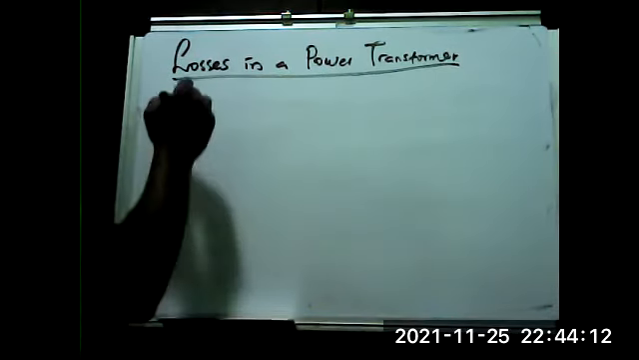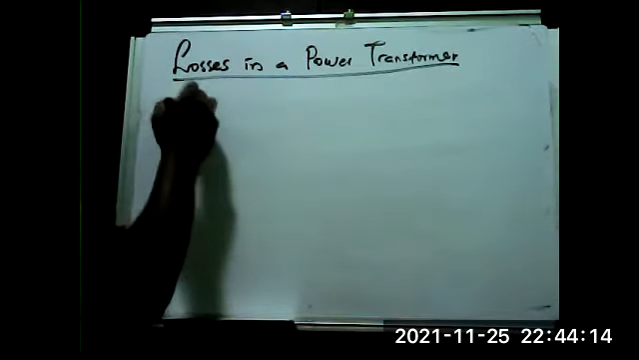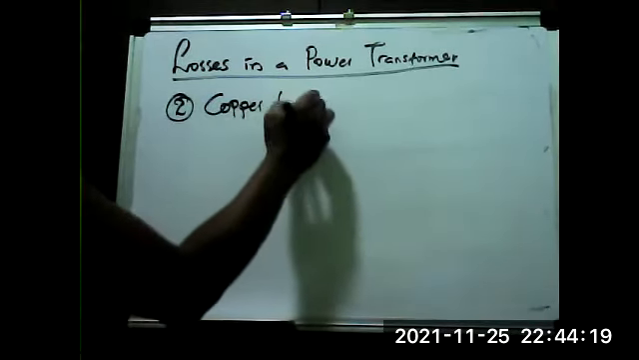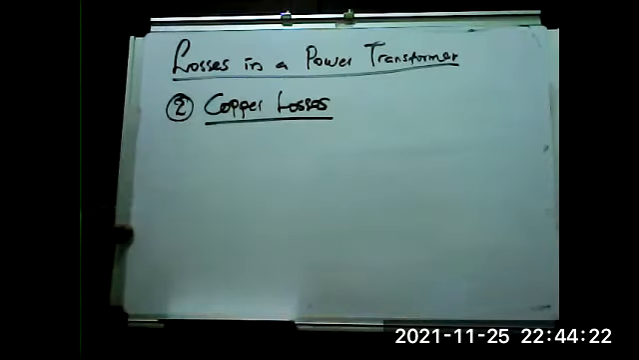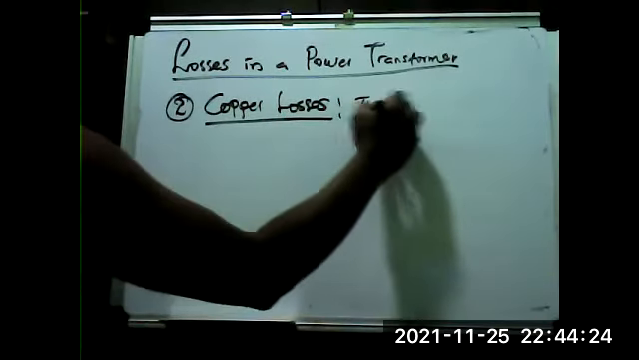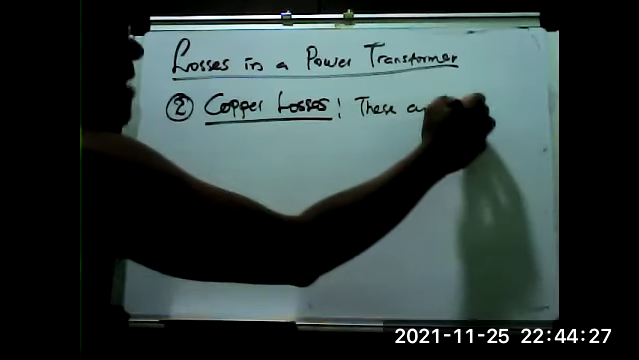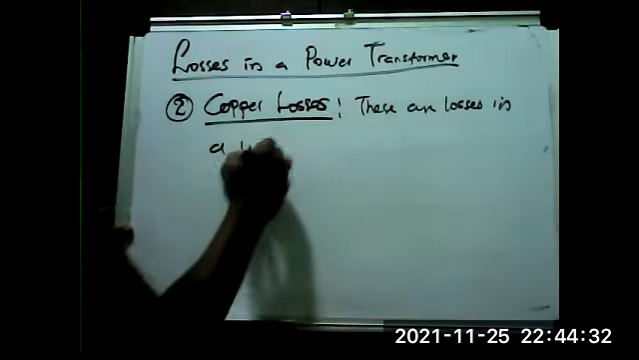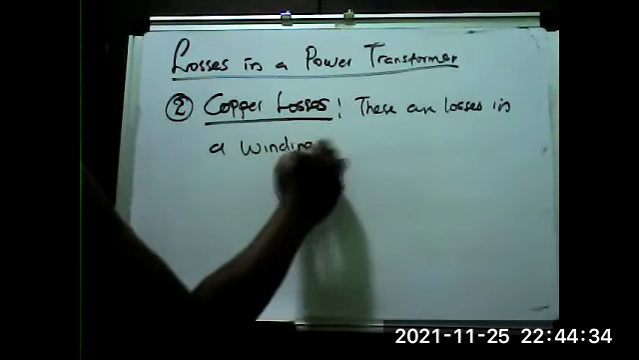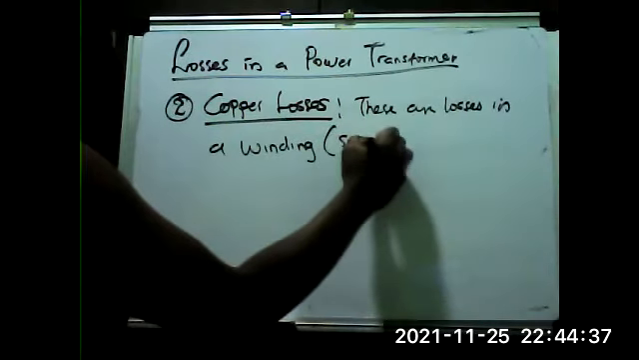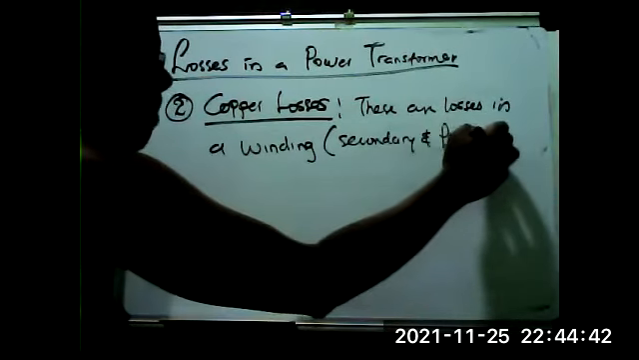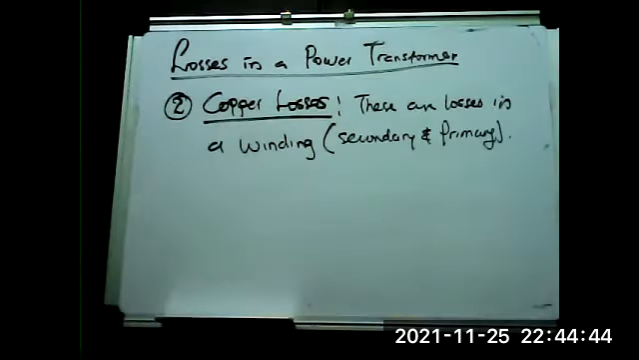Yes. Secondly, the type of losses in the transformer are what are known as copper losses. Okay? These are losses in a winding. So in this case, both secondary and primary winding, because we are talking of a transformer.